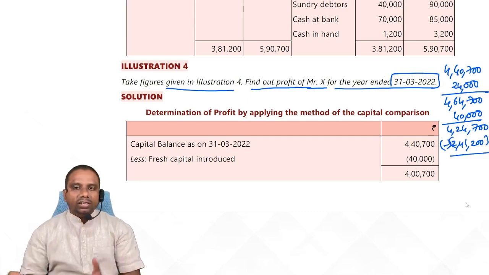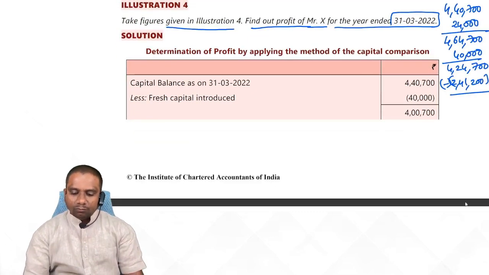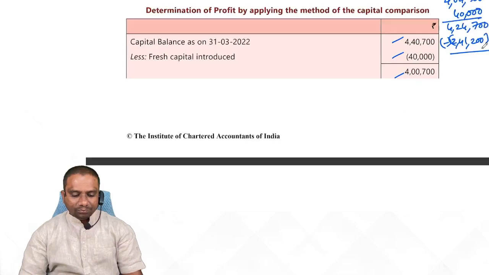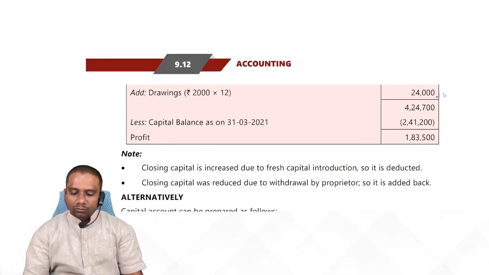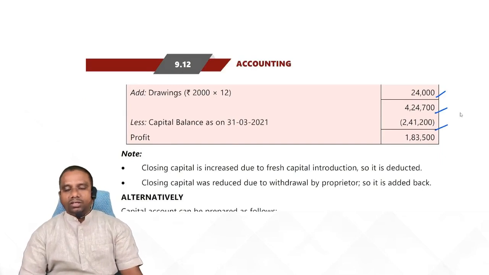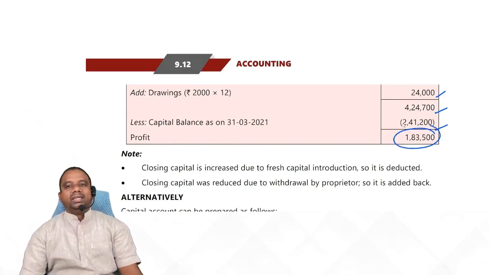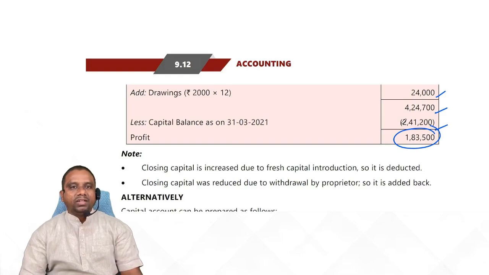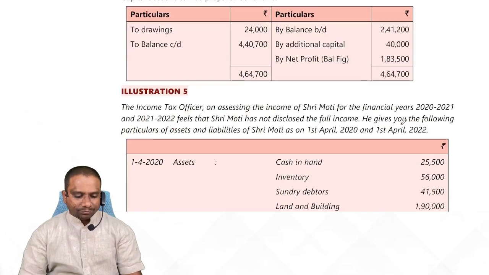So if you calculate, you get the amount. Look here, 4,40,700, fresh capital introduced. Okay. Drawings add 24,000, total 4,24,700 minus 2,41,200. Difference is nothing but 1,83,500. Is it clear, students? Next one.